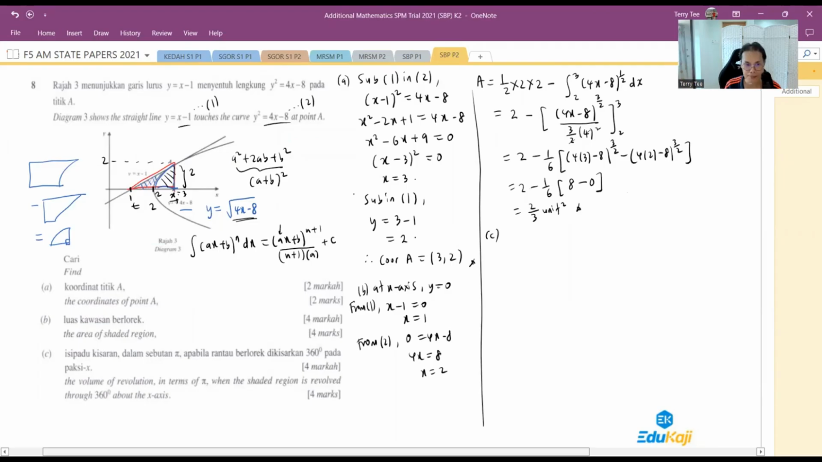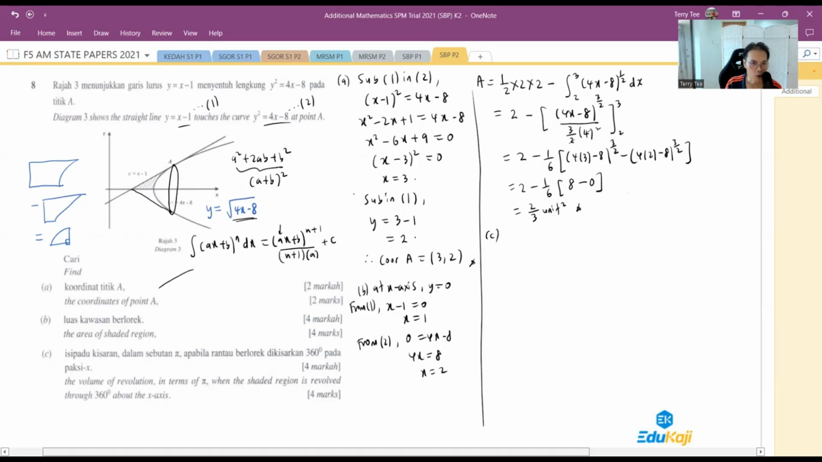Let's move on, part C. Volume of revolution in terms of pi, when the shaded region is revolved 360 about the x-axis. When you rotate 360 about x-axis, I hope you know that when you have a triangle, this one's supposed to be touching, we draw a mirror image of it. We rotate this shape, we're getting a cone.